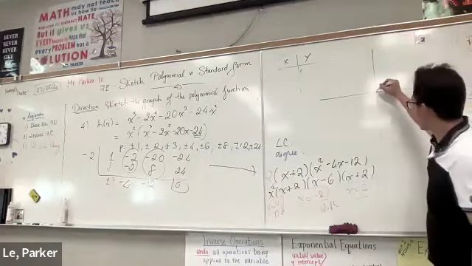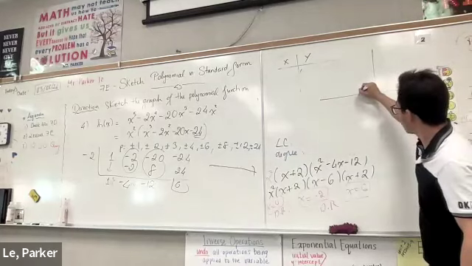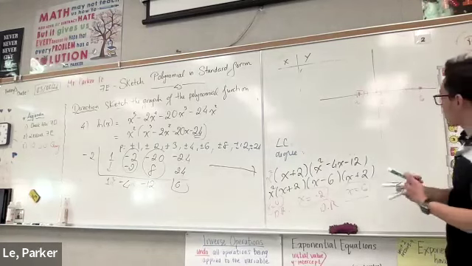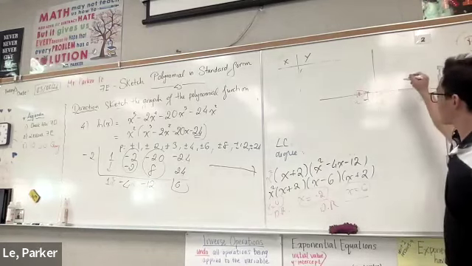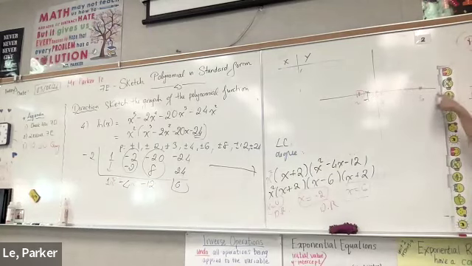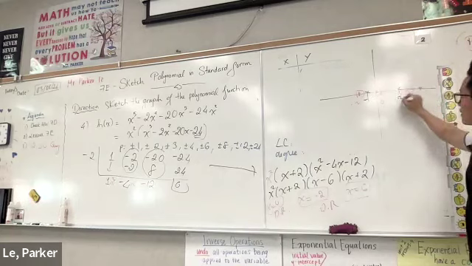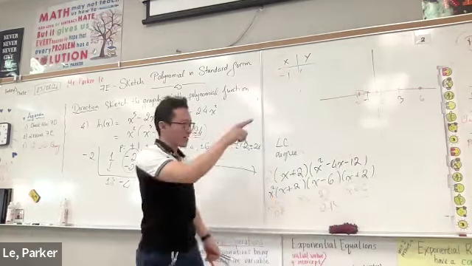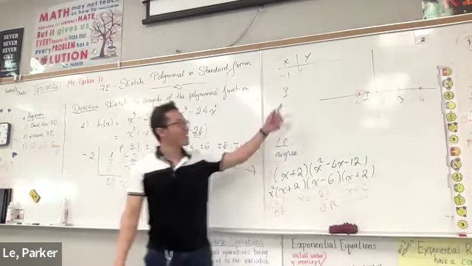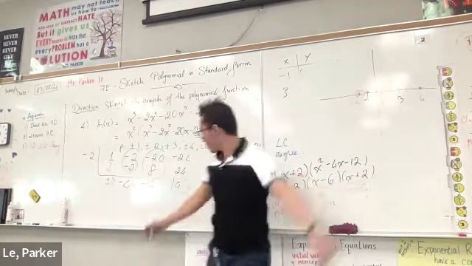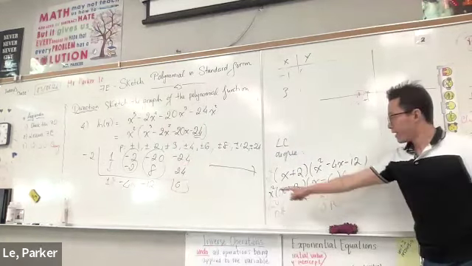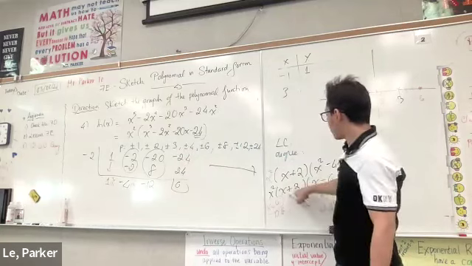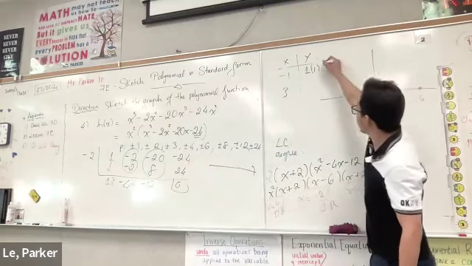0 is the root. And what is the middle number? Negative 1. Plug it in right there. Negative 1 squared is 1. Let's give Valerie 1 point. Negative 1 squared is 1. Negative 1 plus 2 is 1. Negative 1 minus 6 is negative 7.